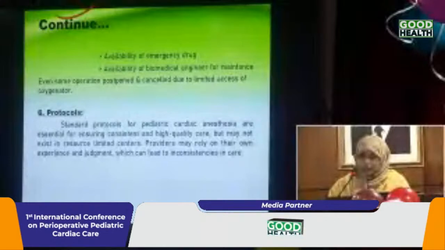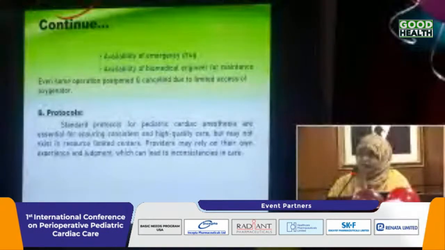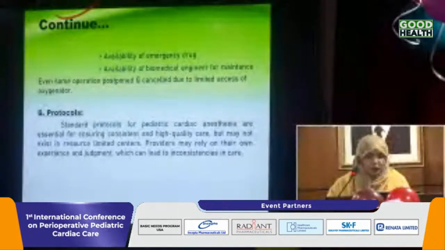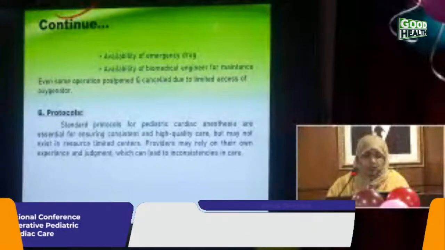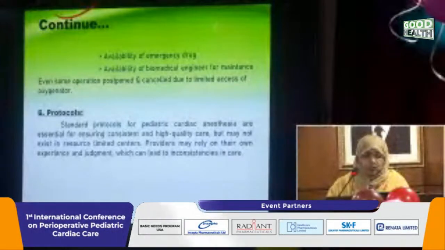Standard protocols for pediatric cardiac anesthesia are essential for ensuring consistent and high quality care, but may not exist in resource limited centers. Providers may rely on their experience and judgment, which can lead to inconsistency in care.